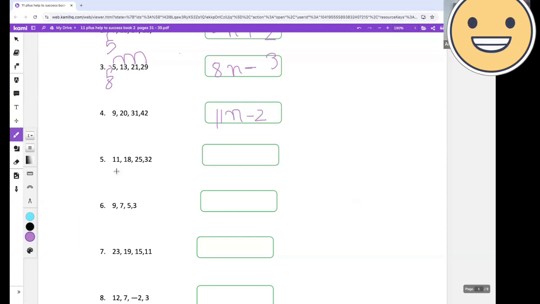Now the next one, number 5. It's 11, 18, 25, and 32. So let's see who has it. Ria, you have your hands up. Do you want to give the answer for this one? Is it 7n plus 4? Yes, good. It's 7n plus 4. Now we are on the next one.